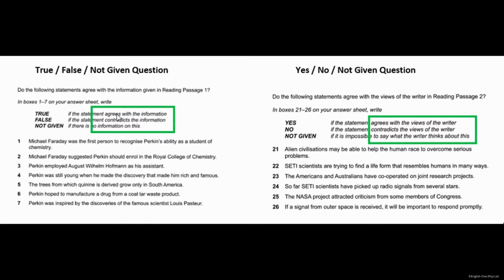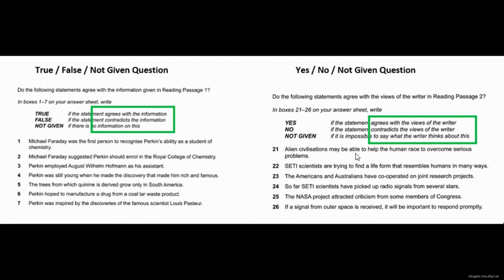It's really important that once you have found either the agreement or the contradiction, that you underline it. The reason why I say this is because if there is no information to underline, then it's not given. So there must be no information at all in order for you to say that it's not given.